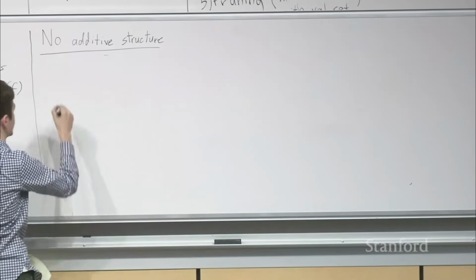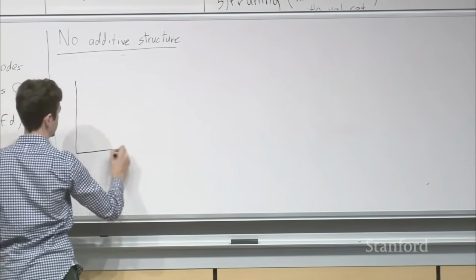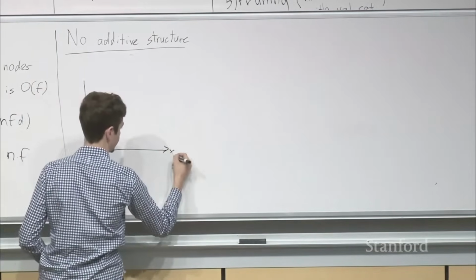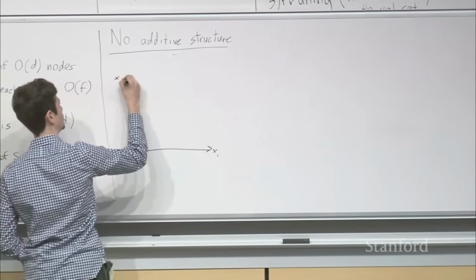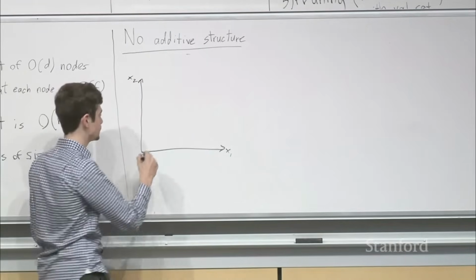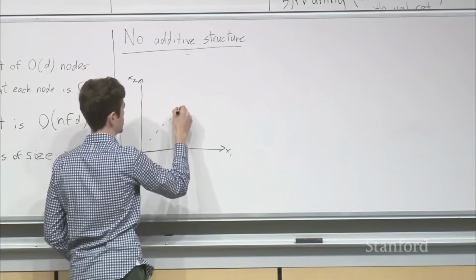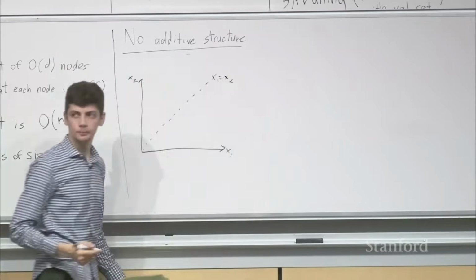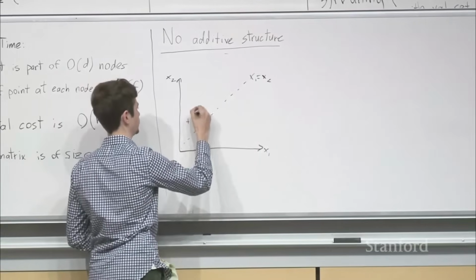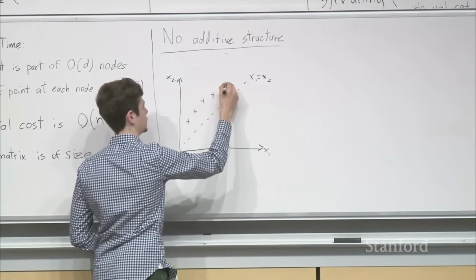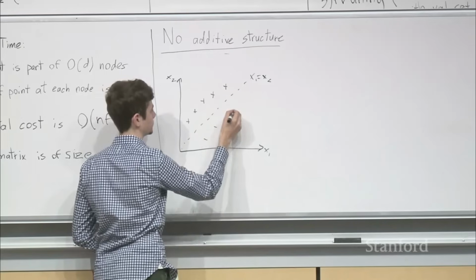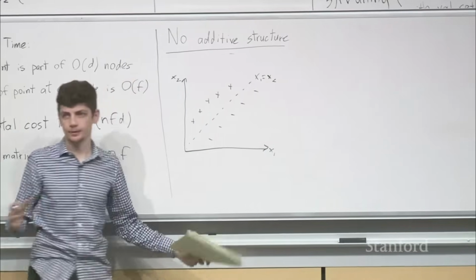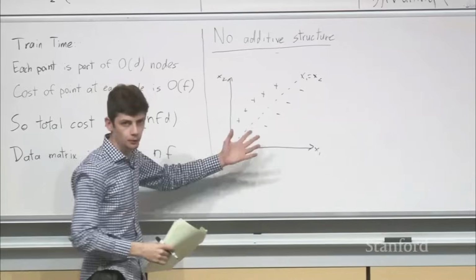Okay, so let's say now we have an example where you have just two features again, x1 and x2. You could define a line running through the middle, defined by x1 equals x2. All the points above this line are positive, and all the points below it are negative.